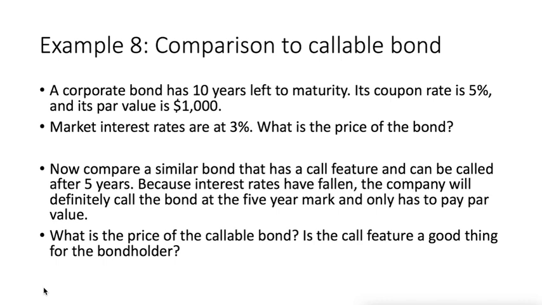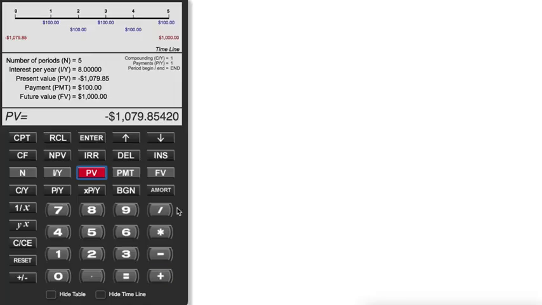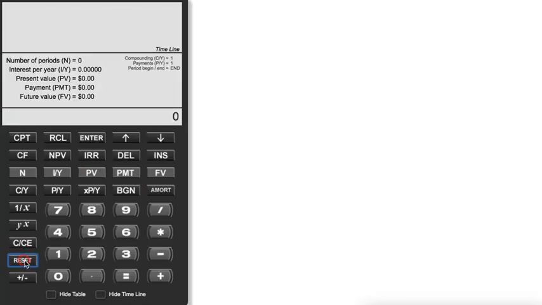Lastly, we can compare a corporate bond that has 10 years left to maturity, coupon rate of 5%, par value of $1,000. Let's say market interest rates go to 3%. What is the price of the bond? So first, let's compute that bond's price. Reset the calculator.